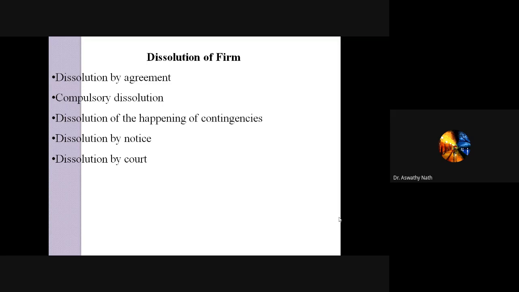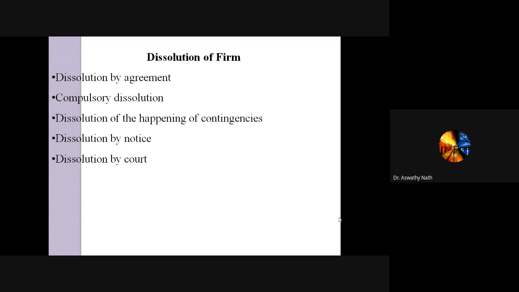And another case is dissolution on the happening of contingencies. Due to contingencies, the firm gets discontinued. The cases may be by the death of a partner, or by the completion of the venture for which it was established. Because that partnership firm was established for a particular venture, when that venture gets completed, they can discontinue the partnership business.